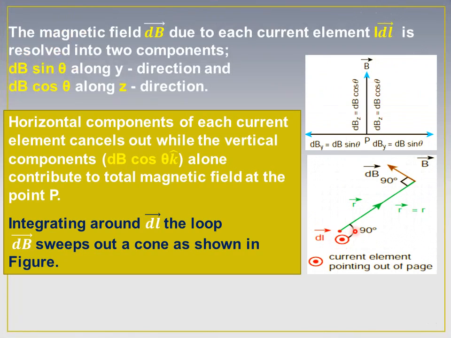Here you can see it's a 90 degree angle and this is also 90 degree, and dB is towards that, and this is the dL value. The current element is pointing out of the page. Integrating around the dL vector around the loop, dB sweeps out a cone as shown in the figure. You can see a cone here.